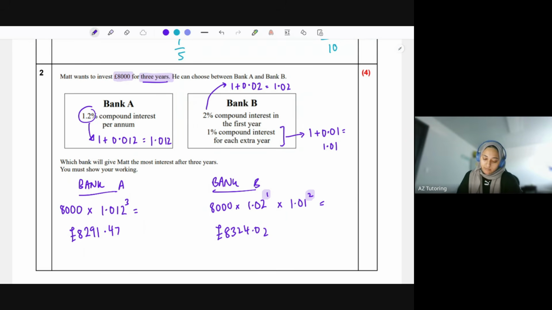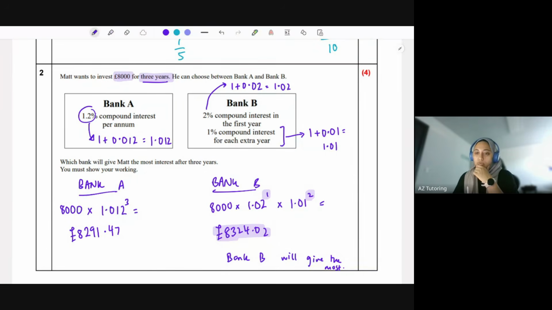So it says which bank will give Matt the most interest after the 3 years. Well, you can see Bank B, because he's got more money at the end. So Bank B will give the most. So be quite confident with compound interest. You don't want to be losing marks on these.